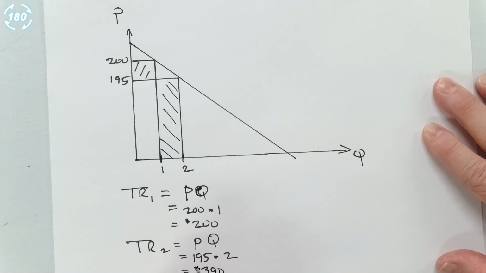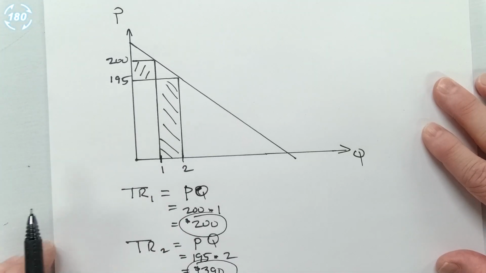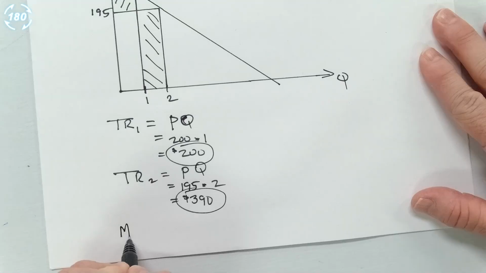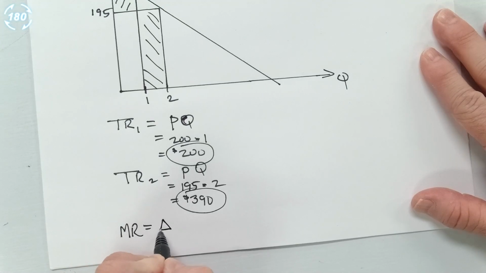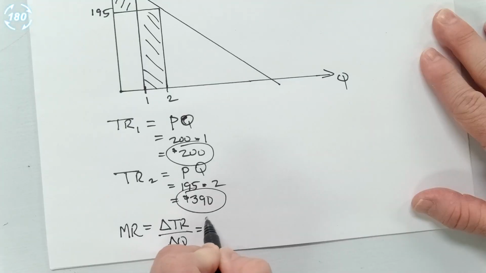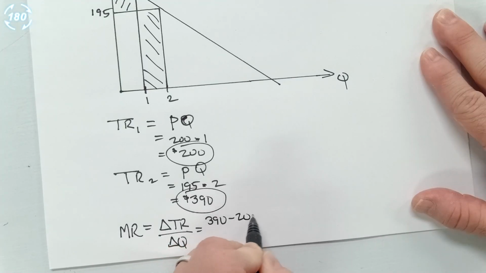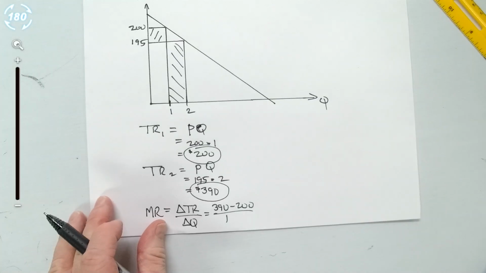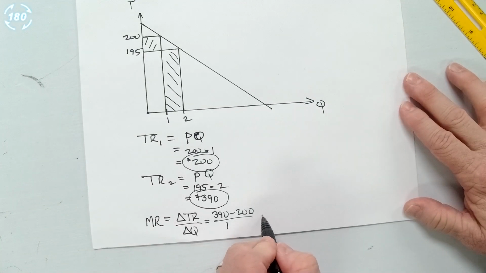$390. So the total revenue has gone up by $190. So that's the marginal revenue. The marginal revenue is the change in total revenue over the change in quantity. And so this is 390 minus 200 over 1. We're just increasing by 1 unit. And so total revenue here is $190.